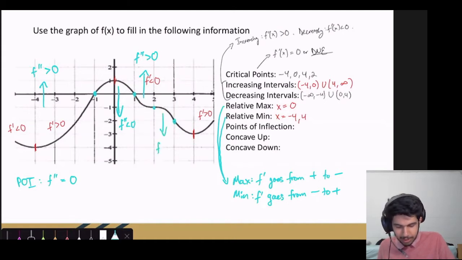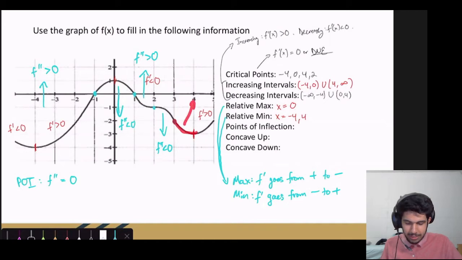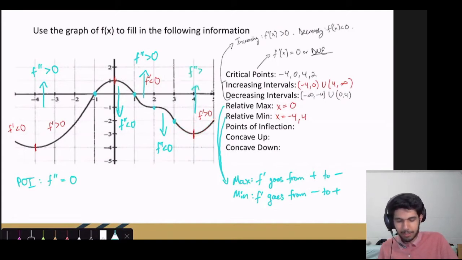So we say here, f double prime less than 0. Finally, from 3 to 4, that's pointing upwards. 4 to 5, that's also pointing upwards. So like 3 to 5 and onwards, it's pointing upwards. So here we say f double prime greater than 0. Okay, so what was the point of all of that?